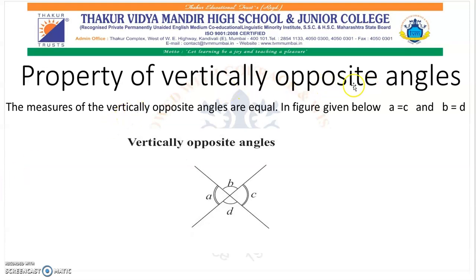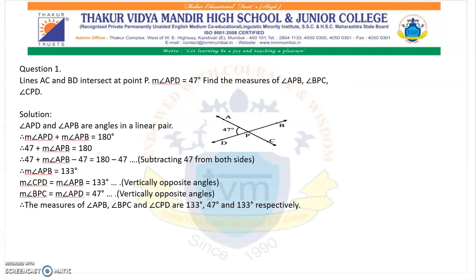Property of vertically opposite angles. The measures of the vertically opposite angles are equal. In the figure given below, angle A and angle C are equal and angle B and angle D are equal. Now, questions based on opposite rays.